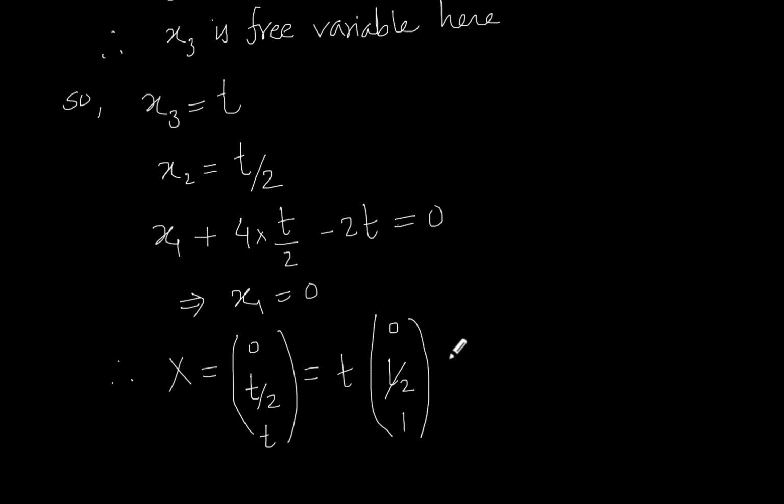So if we take in particular t equal to 1, then (0, 1 by 2, 1) will work as a corresponding eigenvector to the eigenvalue lambda equal to 2.